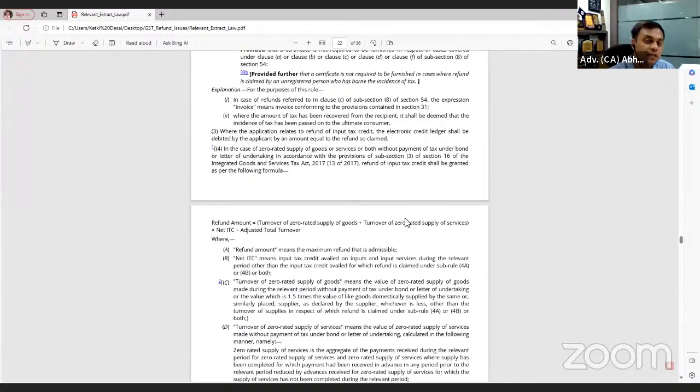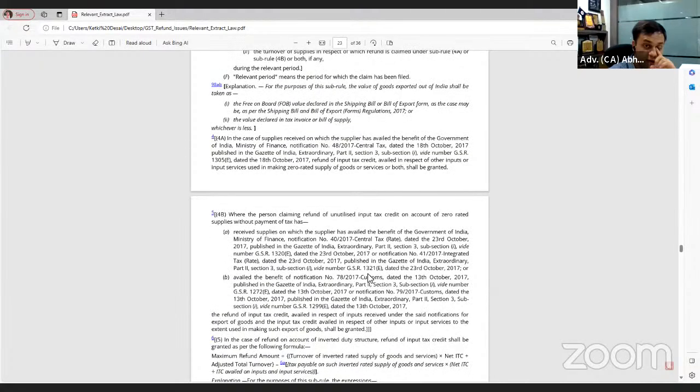Please mark here that sub-rule 4 does not distinguish between zero-rated supply made under the scheme under foreign trade policy or a regular zero-rated supply. It applies to all kinds of zero-rated supplies. Along with sub-rule 4, we have another sub-rule 4, capital B.